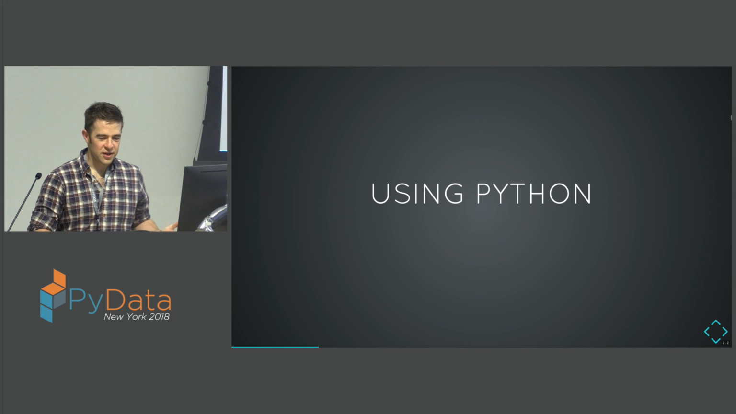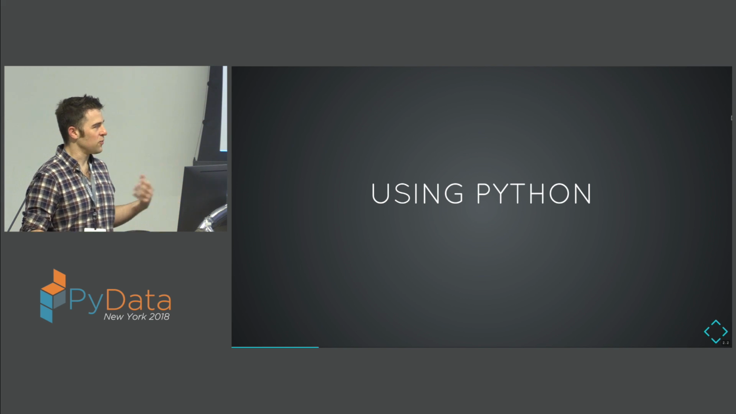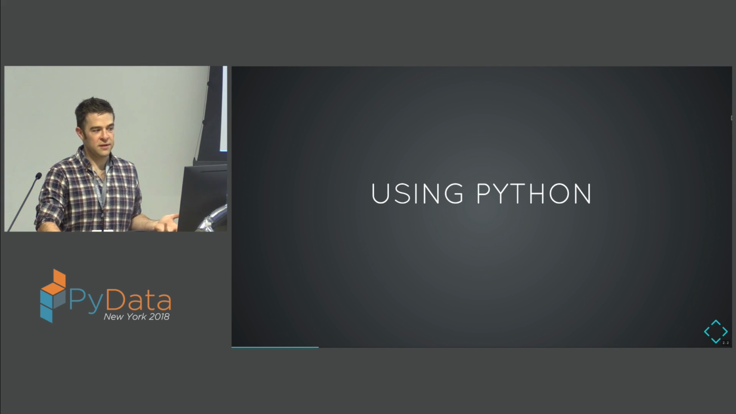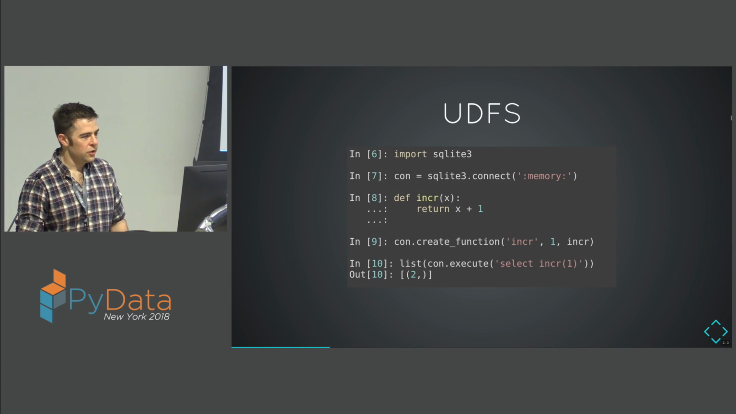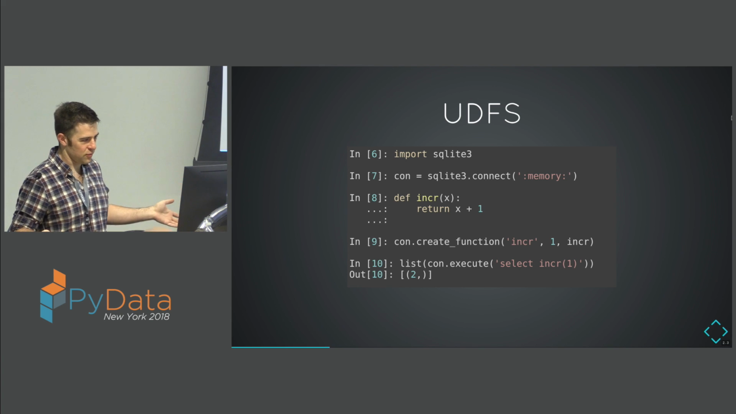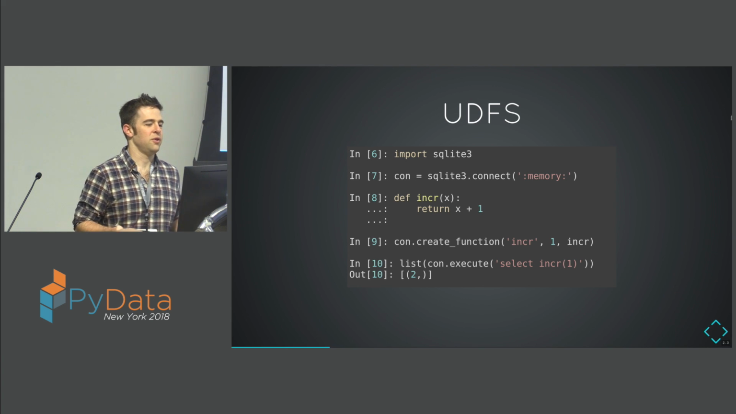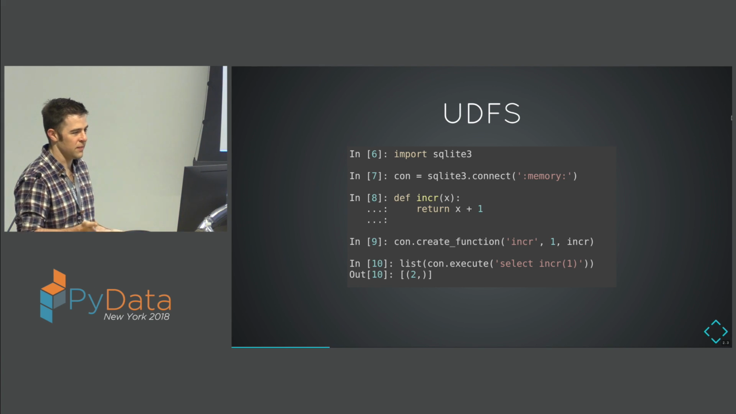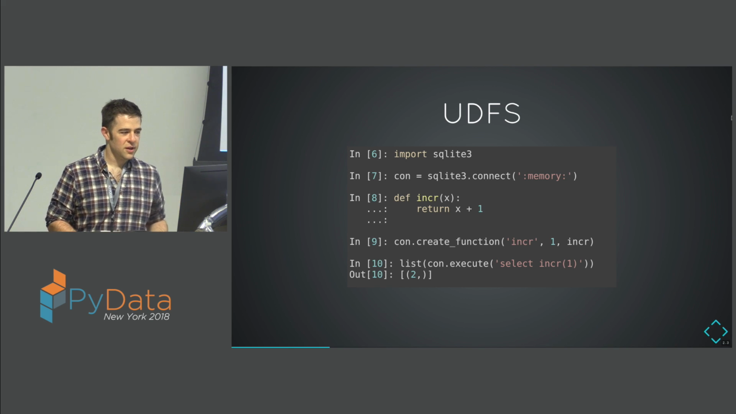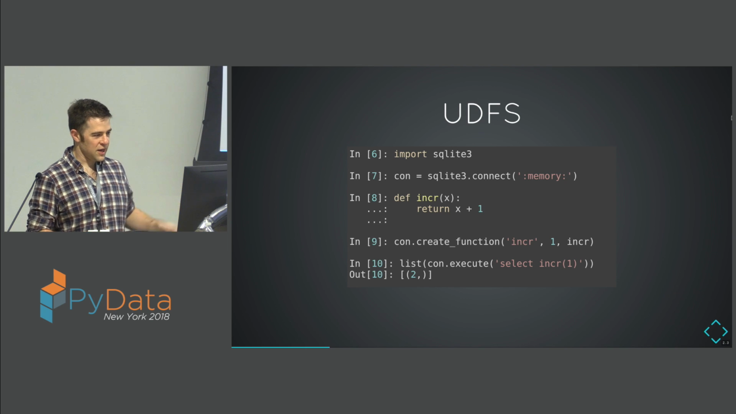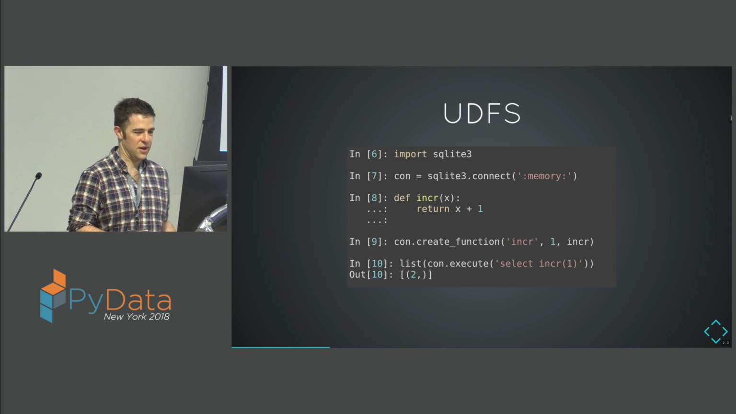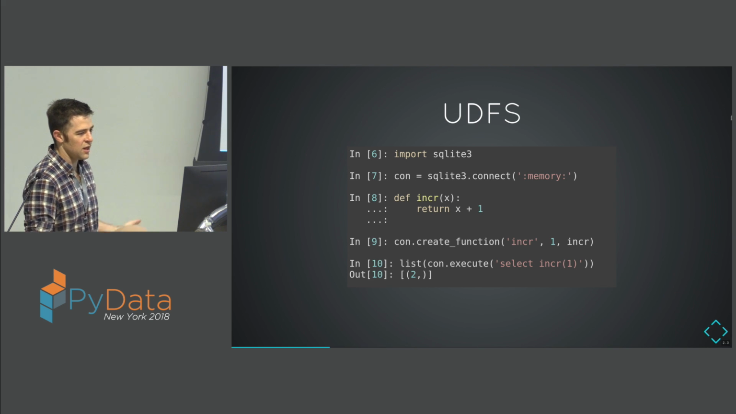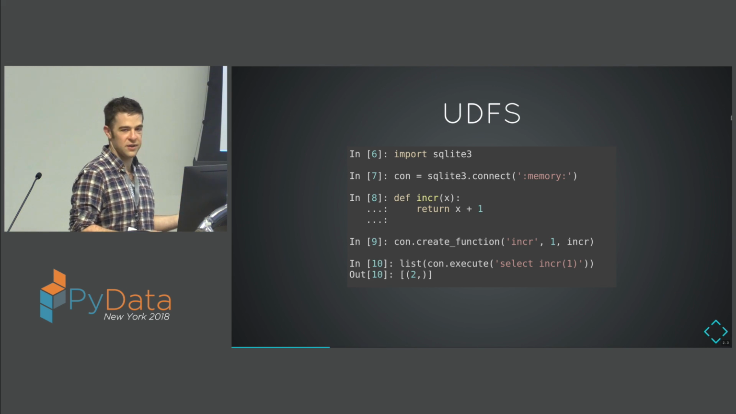So what does it look like to actually write a UDF or a UDAF inside of Python? You just import sqlite3, which is in the standard library. You fire up a connection. Here I'm making an in-memory connection. Define some Python function. Call connection.create_function. Give it the name, the number of arguments, and the Python function object. And then you can start calling it inside of the database.